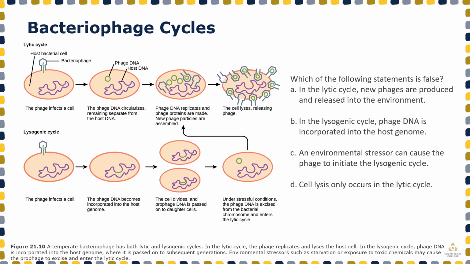C, an environmental stressor can cause the phage to initiate the lysogenic cycle, and that's false. Notice the cell is in the lysogenic cycle on the bottom here until some environmental condition causes it to go to the lytic cycle. So it should have been initiate the lytic cycle. And then D, cell lysis only occurs in the lytic cycle, and that's true. The lytic cycle is the only one that terminates in the lysis of the host cell.